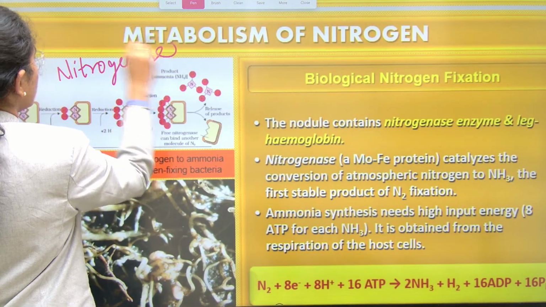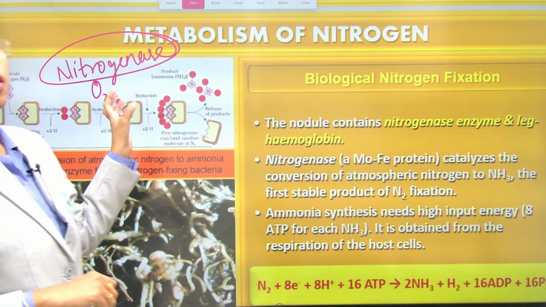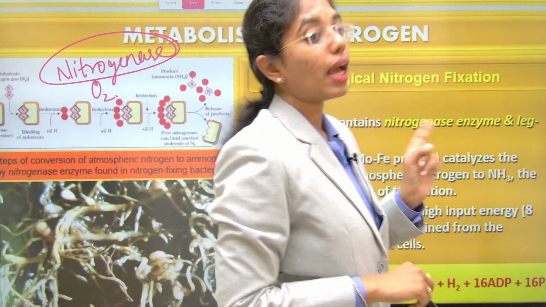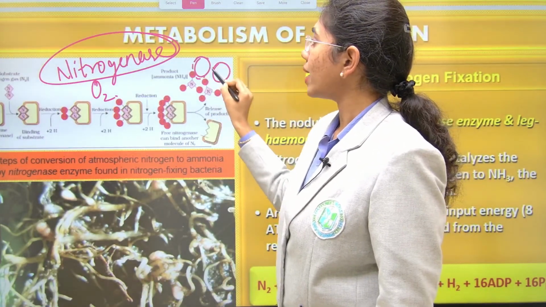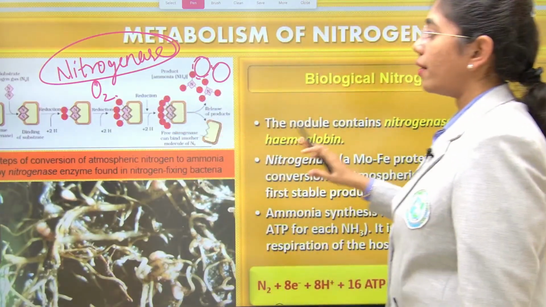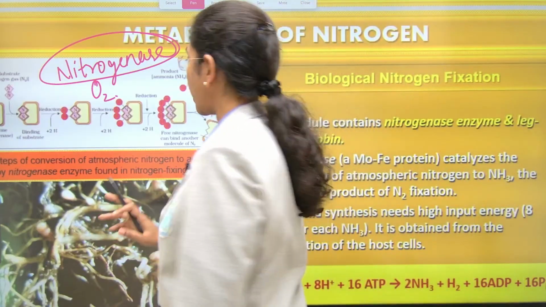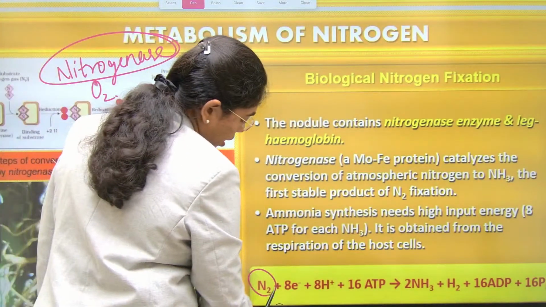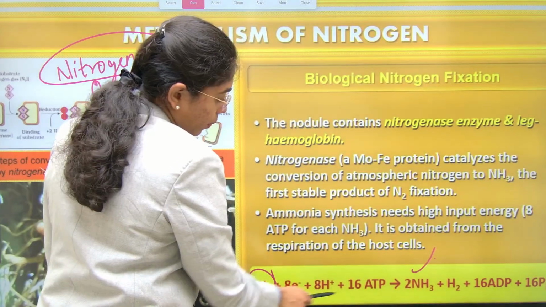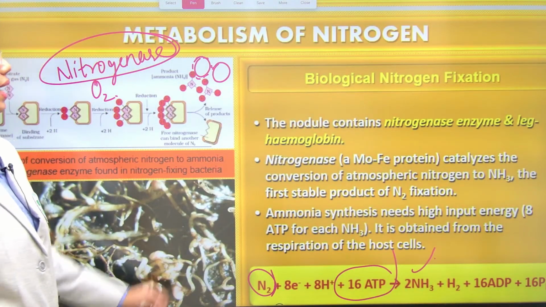Nitrogenase is sensitive to oxygen. Fine, right? This nitrogenase is functional in anaerobic conditions. As such, some pink pigment is formed to give those anaerobic regions during the time of nitrogen fixation. And nitrogen fixation is an energy requiring process. Here you see nitrogen converting to ammonia will require 16 ATP for the formation of 2 ammonium ions. 16 ATP is required.